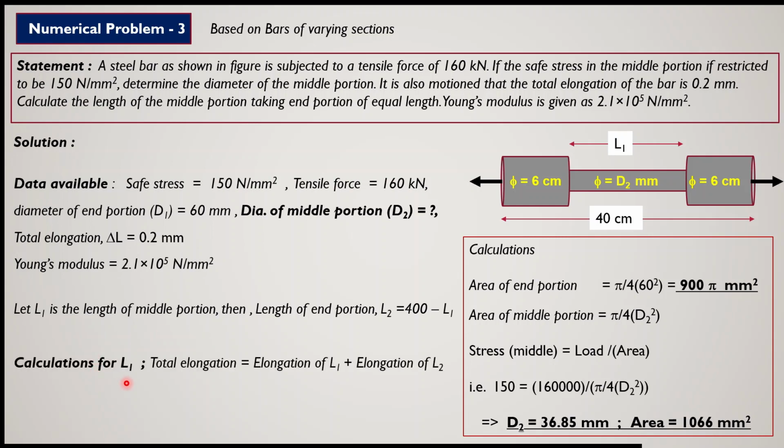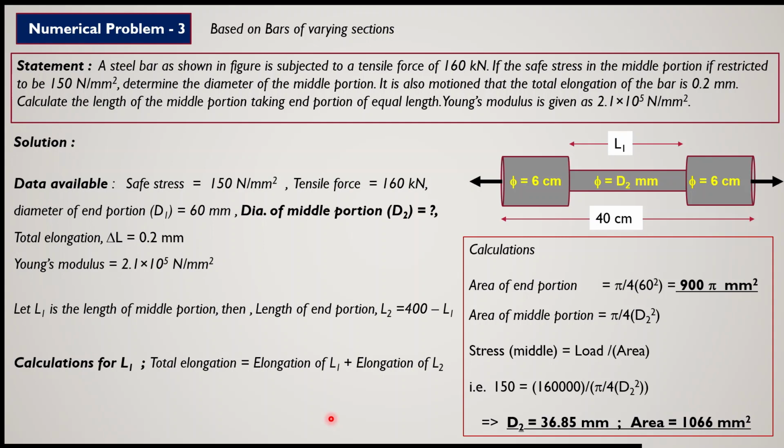Now calculation of elongation basically. Why? Because now D2 we have calculated, now L1 we have to find out. To find out L1 we have information. We can use this information of total elongation. So what is total elongation? Total elongation will be elongation of the middle portion L1 and elongation of L2. L2 is this plus this.